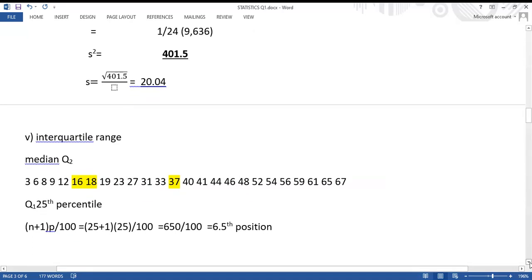We are finding the interquartile range. Here, what quartiles do, as I said, is divide the data into four equal parts. The median, which represents Q2, is there. It's going to divide the data into two parts.